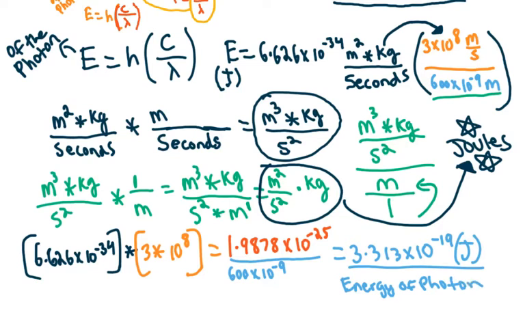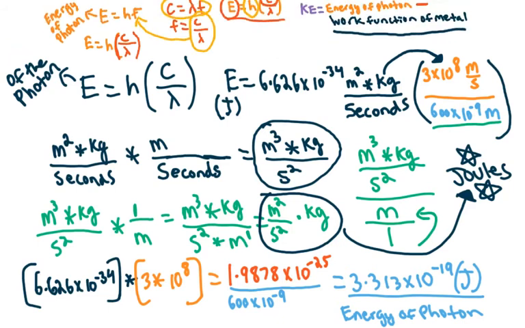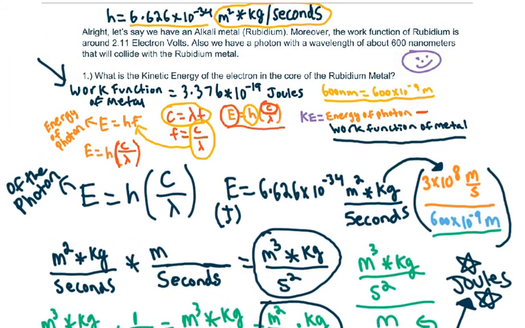Now, what was the question? Let's scroll up and see the question. The question is, what's the kinetic energy of the electron in the core of the rubidium metal? Remember, the equation is kinetic energy equals energy of the photon minus the work function. We just found the work function in the previous video, which is right here, and we just found the energy of the photon. Before we solve this, let's think about what's happening.